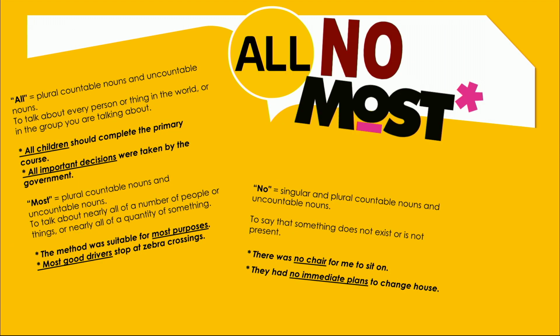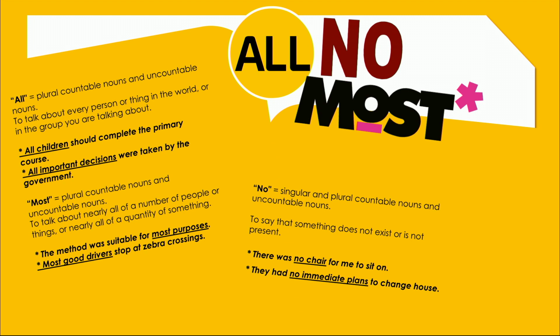Now let's talk about all, no, and most. We use all with plural count nouns and uncountable nouns. We use all to talk about every person or thing in the world or in the group you are talking about. Examples: All children should complete the primary course. All important decisions were taken by the government.